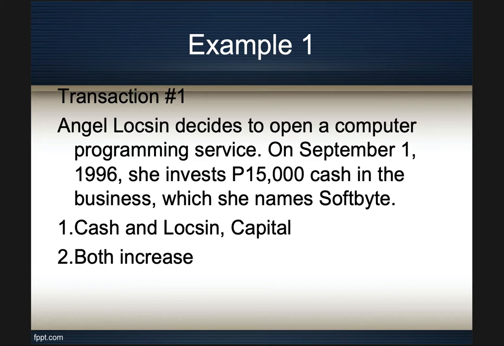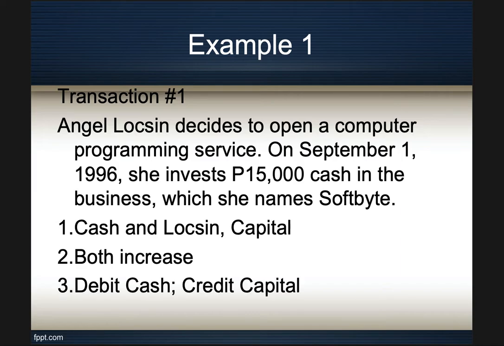In the third question, let's have a twist and ask this time, what are we going to do with the increase in cash and what are we going to do with the increase in capital? Applying the rules of debit and credit, take note that cash is an asset, right? So an increase in an asset is recorded in debit. So we have an answer already for cash. How about capital? An increase in capital is recorded in credit. Therefore, we have to debit cash and credit capital.